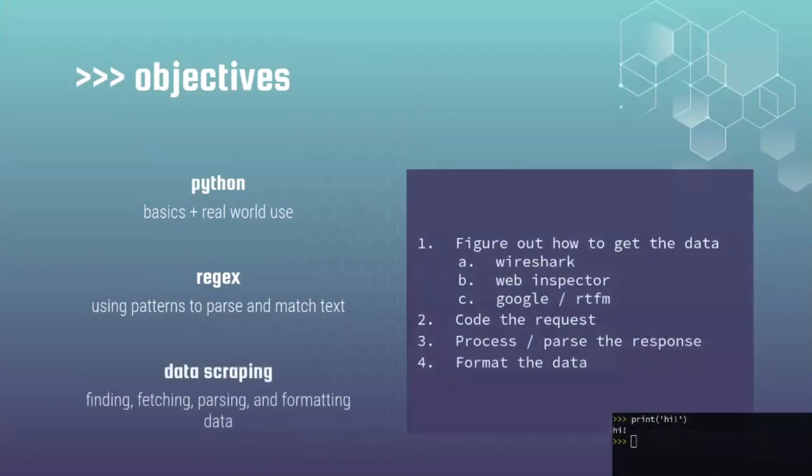Then we're going to go over data scraping. Data scraping is just a little multi-part process where you find data. You have to figure out how the request is happening, whether you use Wireshark, a web inspector in your web browser, or if you're lucky, you just Google it. You look it up, figure out how to send this particular request. Then you write code to make the request happen. You're going to get a response back. You need to figure out how to process the response. And then, in all likelihood, you want to do something with it. So you format the data, put it into a meaningful format, and then you use it.